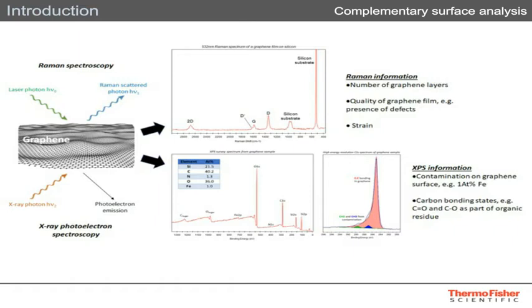With Raman analysis, we can measure the number of graphene layers or the quality of the 2D material. In this case, the relatively strong Raman peak, labeled D in the top spectrum, shows that there are quite a lot of defects in the graphene lattice structure.